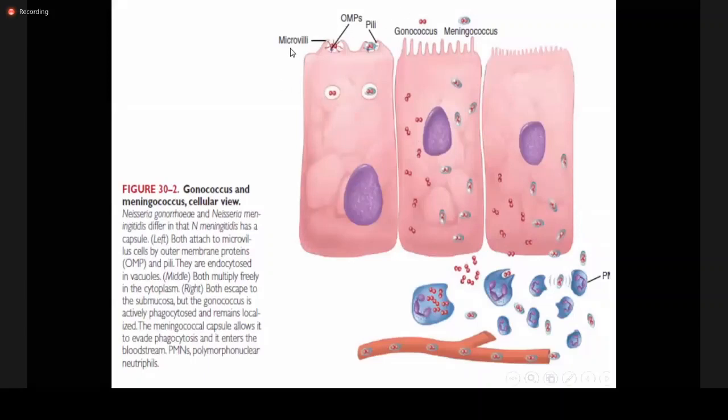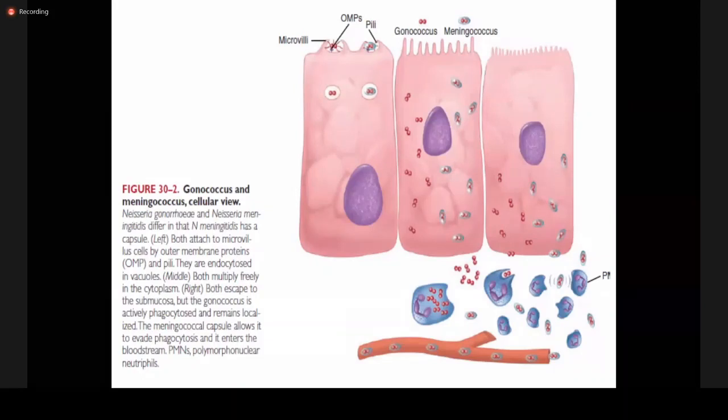So we said that the microorganism attaches to the microvilli through outer membrane proteins and pili. This is for the gonococcus. We will study it with the urogenital system, as I said. And meningococcus enters in vesicles into the cells, migrates, and goes to the submucosa. Because they are capsulated microorganisms, you can see the capsule around them, while Neisseria gonorrhoeae are non-capsulated. Neisseria meningitidis are capsulated, so they resist phagocytosis and complement destruction and go to the bloodstream and cause bacteremia and endotoxemia. And once they are in the blood, of course, they can reach the CNS and cause meningitis.